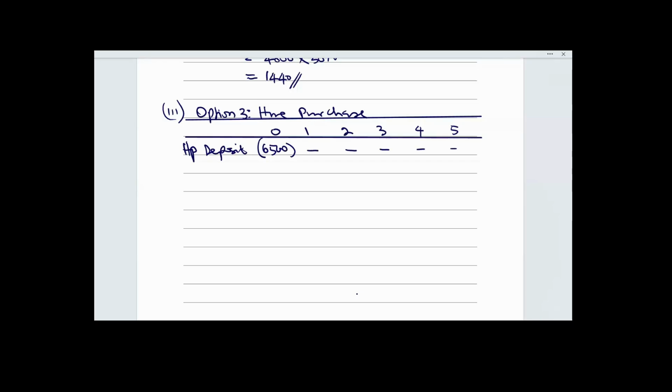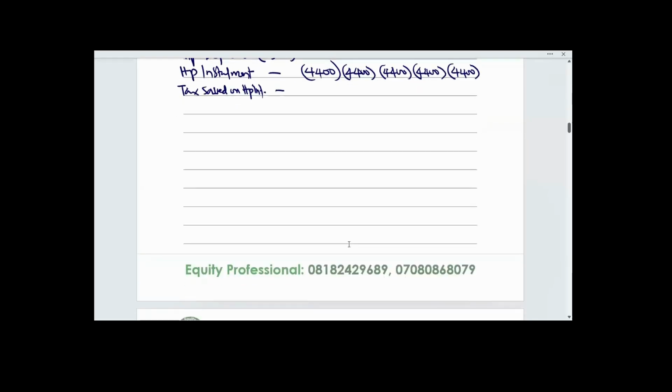After HP deposit, then you have HP installments. We are told that the company will pay 4,400 annually. So it's a cash outflow, 4,400. After HP installment, we need to consider tax saved on HP interest. Okay, so we need to go and work it out.